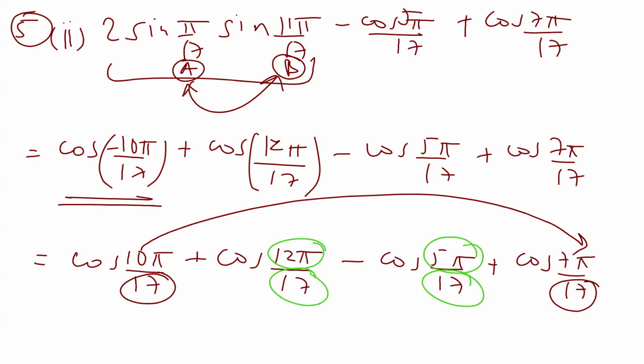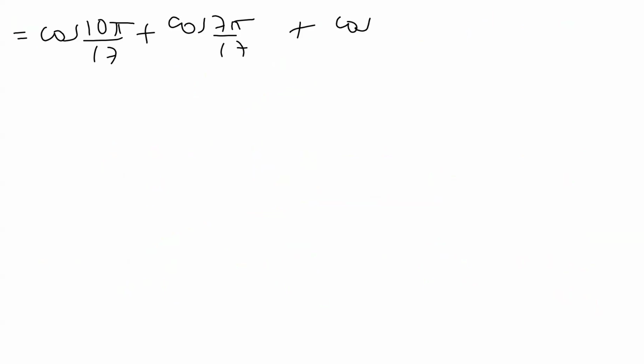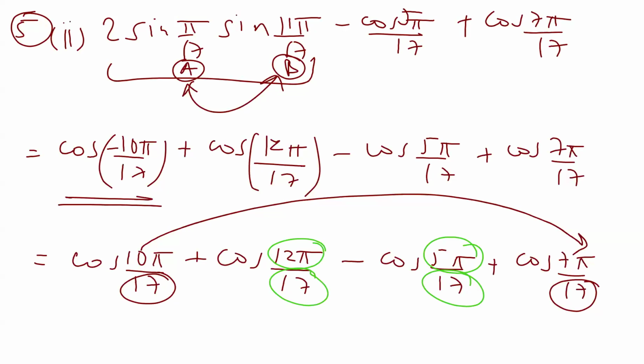So we'll group these two terms. Okay, it's a challenging problem. Cos 10 pi by 17 plus cos 7 pi by 17, because 10 plus 7 is 17, plus cos, or rather, this should be cos minus cos. Okay, I'm sorry. Okay, 2 sin is cos minus cos, A minus B and then A plus B. So from these two terms, I'll just take minus sign common.